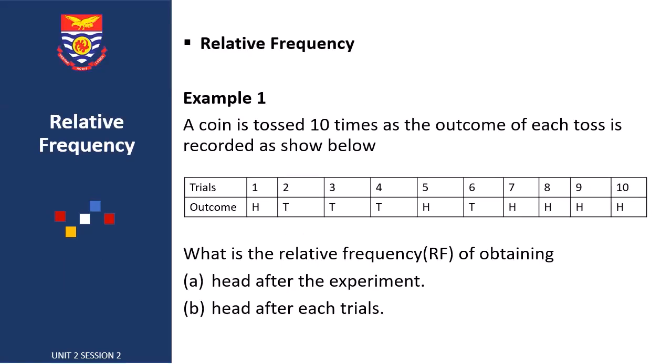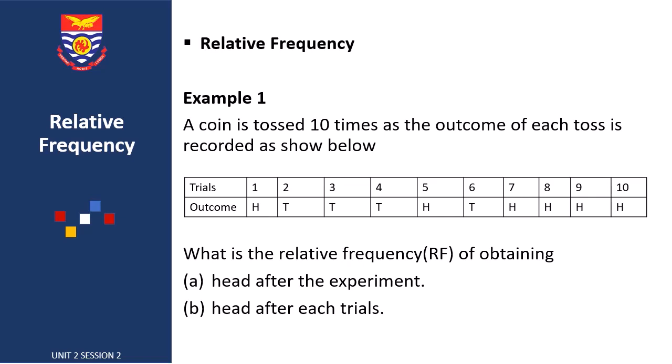Relative frequency. When we talk about relative frequency, what does it mean? Relative frequency of an event is defined as the number of times that event occurs during experimental trials divided by the total number of trials made. That is, the number of times that particular event we are interested in occurs, divided by the total number of experiments we conducted. Let's continue with an example.